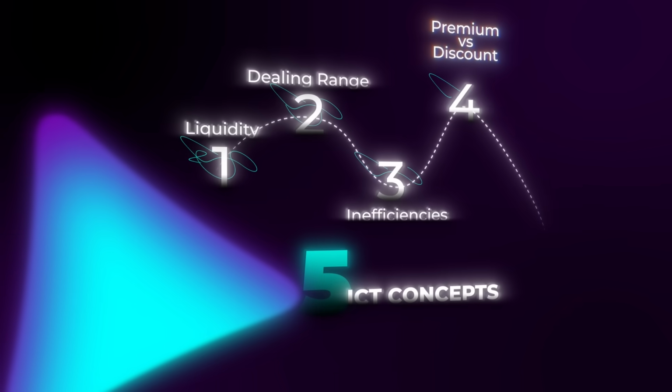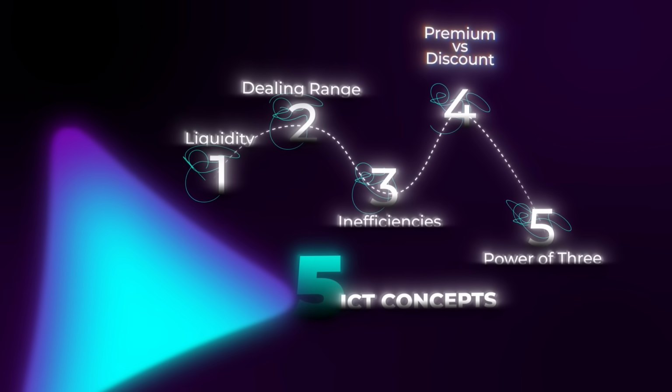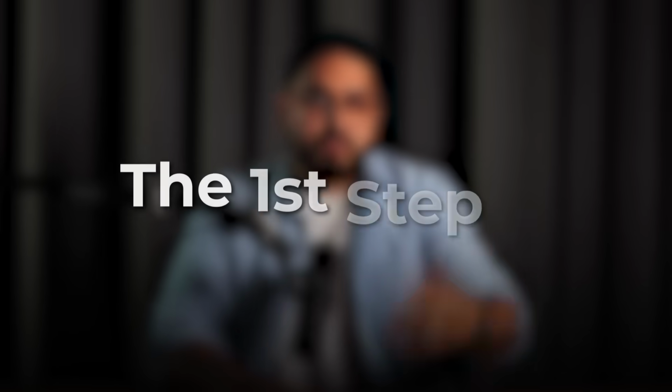Number 5, and my most powerful one, is the power of 3. It's a really powerful framework for filtering high probability trades. It explains exactly how price is delivered during a session or a day. And it goes like this. The first step is accumulation. Sideways chop where the algorithm collects orders, generally during something like the Asian session.